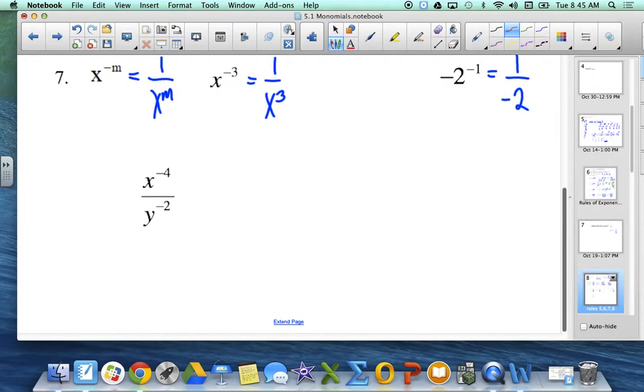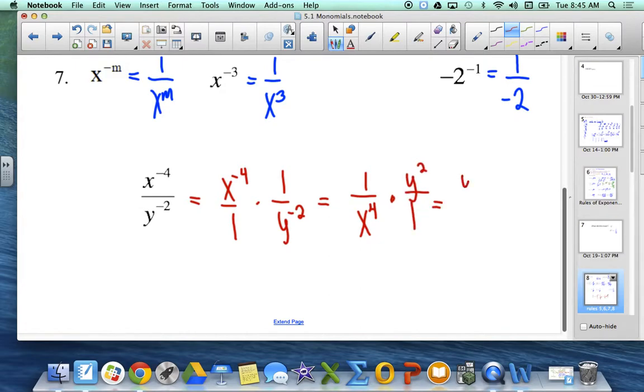So on this problem, this is x to the -4 over 1 times 1 over y to the -2. Okay? All right. So we know that this says to take the reciprocal of that, so that's 1 over x to the 4th. And that's taking the reciprocal of that. Well, what's the reciprocal of 1/2? 2. So what's going to happen to that? The reciprocal of that would look like this, right? So we get y to the 2nd over x to the 4th.